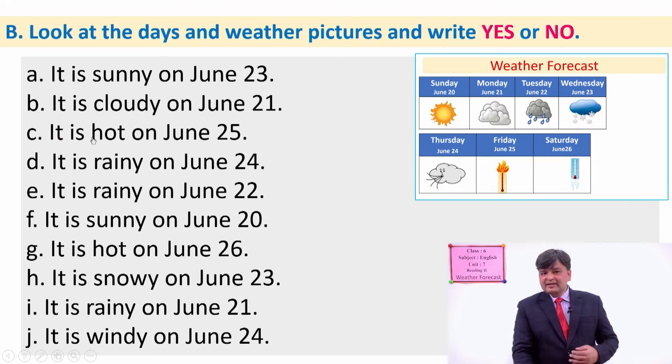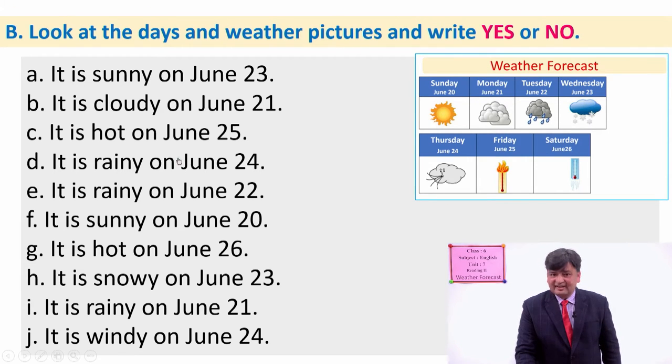So what's your answer for number C? June 25. It's on Friday. It's hot. Okay, so the statement is correct. So you have to write yes.